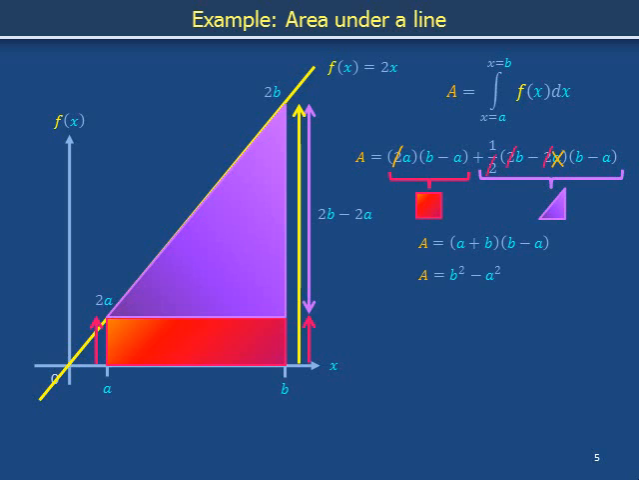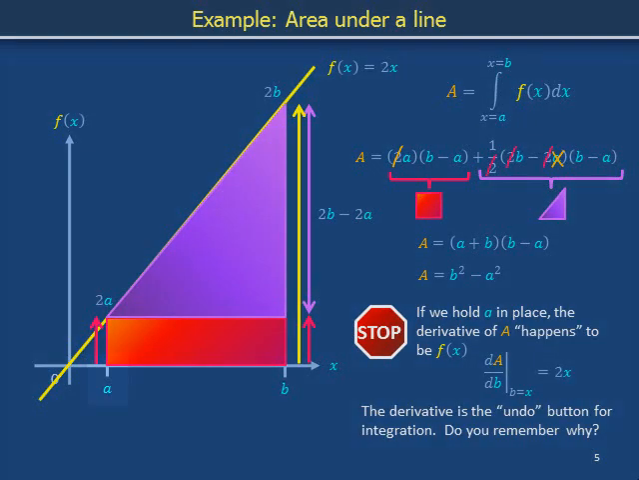Hence, the integral from x equals a to b of f of x dx, for this f of x anyway, is b squared minus a squared. If we regard the left-hand boundary, that's x equals a, as fixed, then the derivative of uppercase A with respect to b, evaluated at x, is 2x. This happens to be the association rule with which we began, f of x equals 2x. This is no accident. The derivative is the undo button for integration. Do you remember why? The answer is about to follow.